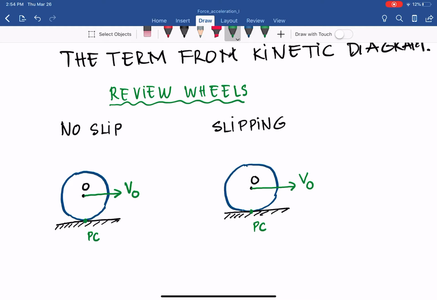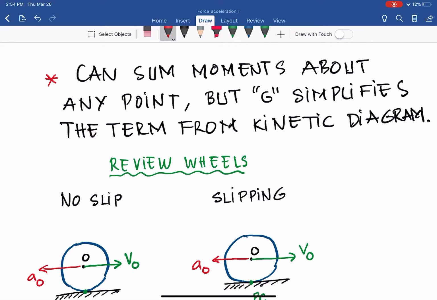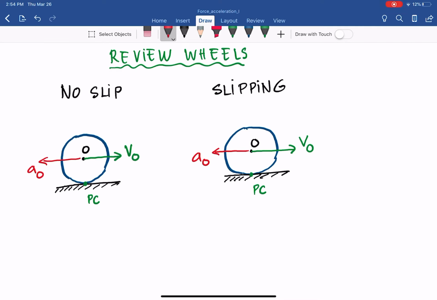The acceleration doesn't need to be the same as the velocity. For example, I assume the wheel is decelerating, so the acceleration of the wheel is opposite to the motion, AO. Nothing new, and VO and AO always remain parallel to the surface at the center. So with that, we want to know what alpha is, what omega is, and how that relates to VO and AO.